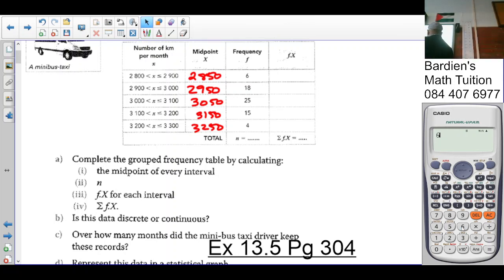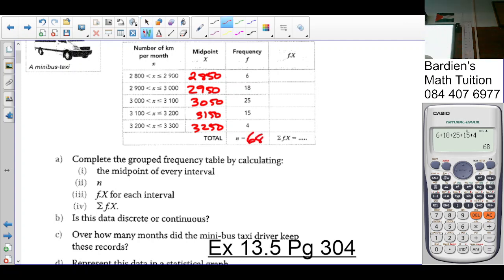It's going to be 6 plus 18 plus 25 plus 15 plus 4. 68. So that's your N value. So that is the number of months he recorded. Not so? Then f times x. So it's your frequency times your class midpoint.